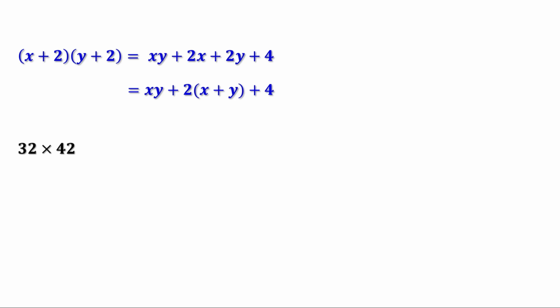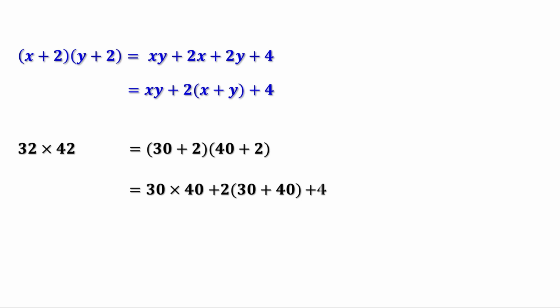For example, 32 into 42. 32 can be written as 30 plus 2 and 42 can be written as 40 plus 2. So this is equal to (30 plus 2) into (40 plus 2). And that is equal to 30 into 40 plus 2 into (30 plus 40) plus 4. 30 into 40 is 1200. 30 plus 40 is 70. 2 times 70 is 140. 1200 plus 140 is 1340, plus 4 is 1344.